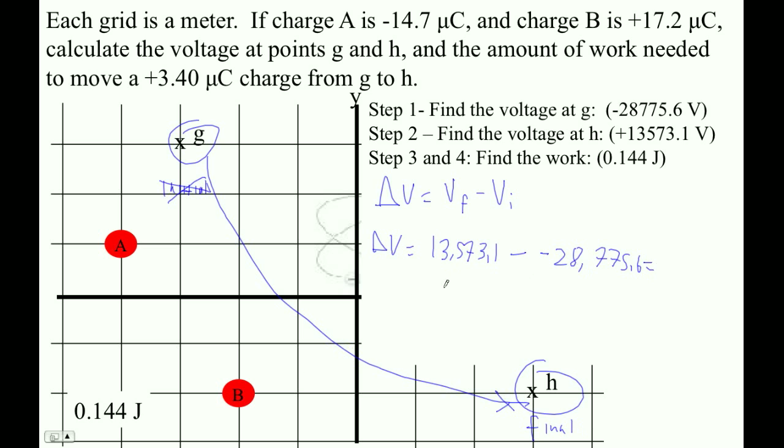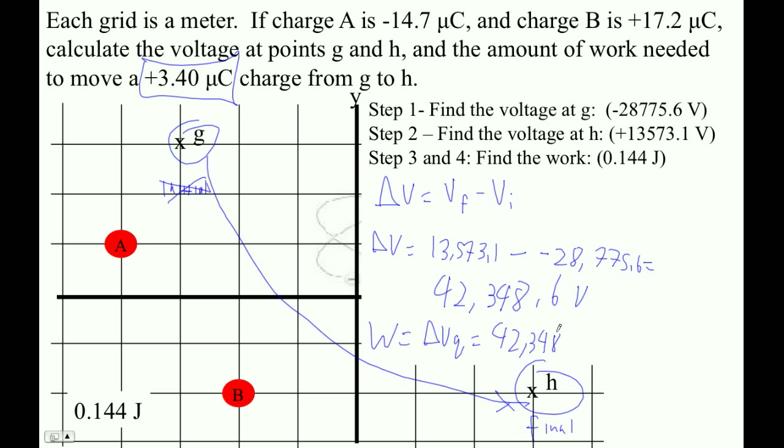If I do that, I get a whopping 42,348.6 volts. And then the final thing is that work is change in voltage times moved charge. So we are moving this charge, right? So I'm going to say that it's 42,000, and that's joules per coulomb, right? Times 3.40 E minus 6 coulombs. So I'm just simply going to multiply this times 3.4.